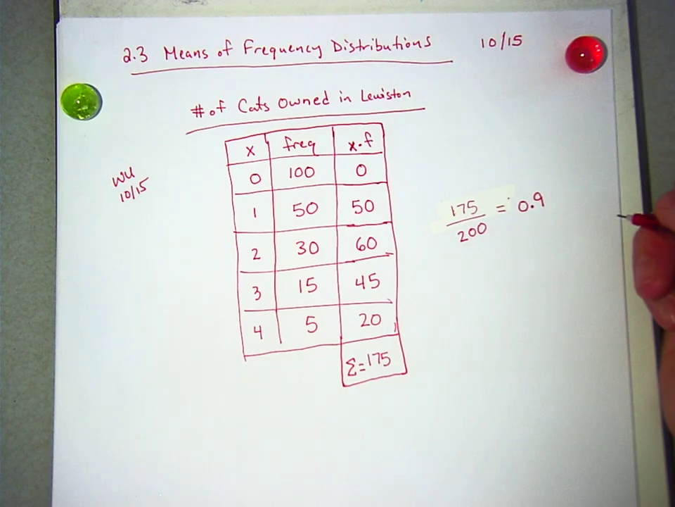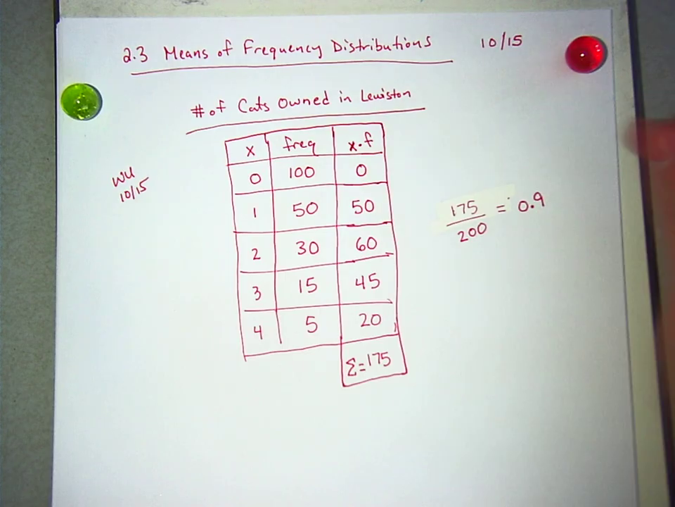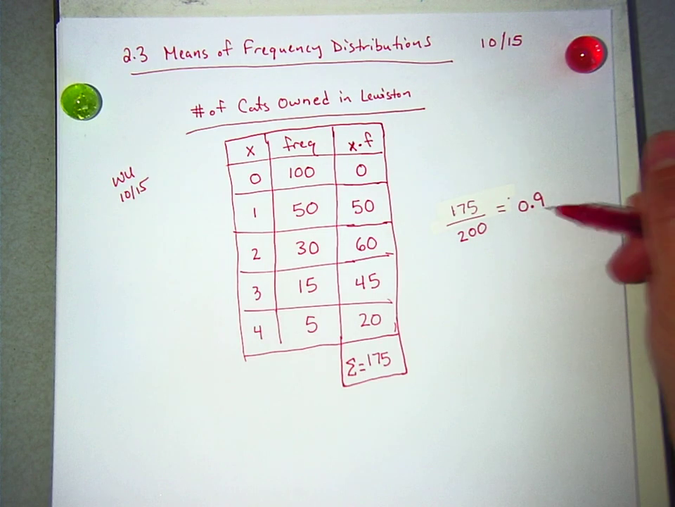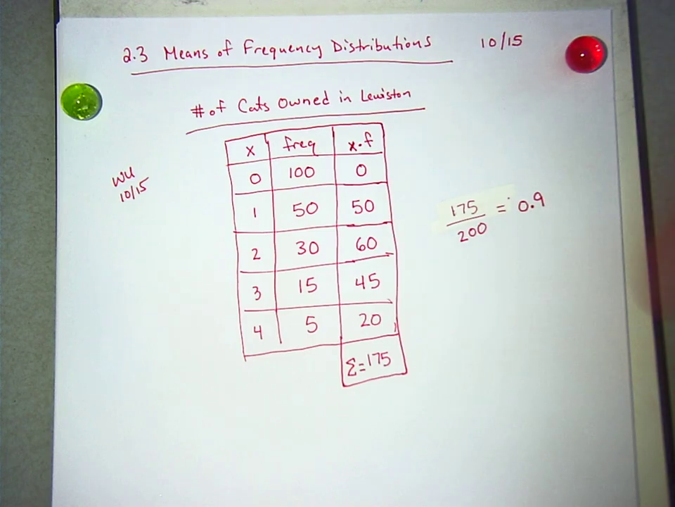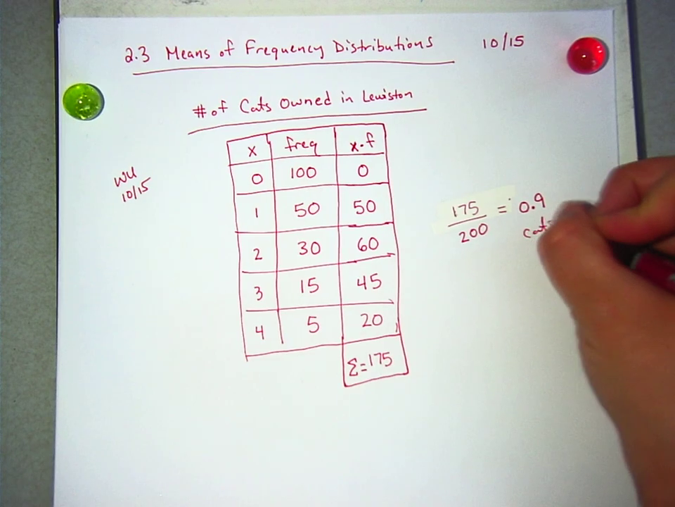What do you guys think? 0.9 cats, is that reasonable for an average? A little less than one cat on average per house. I know it feels weird that it'd be 0.9, that it's not a whole number, but you should leave it like this because that's saying on average less than one cat per house. That doesn't mean that on average most people have 90% of a cat. It means that when we all count each other together, each house has a little less than one cat. Okay.